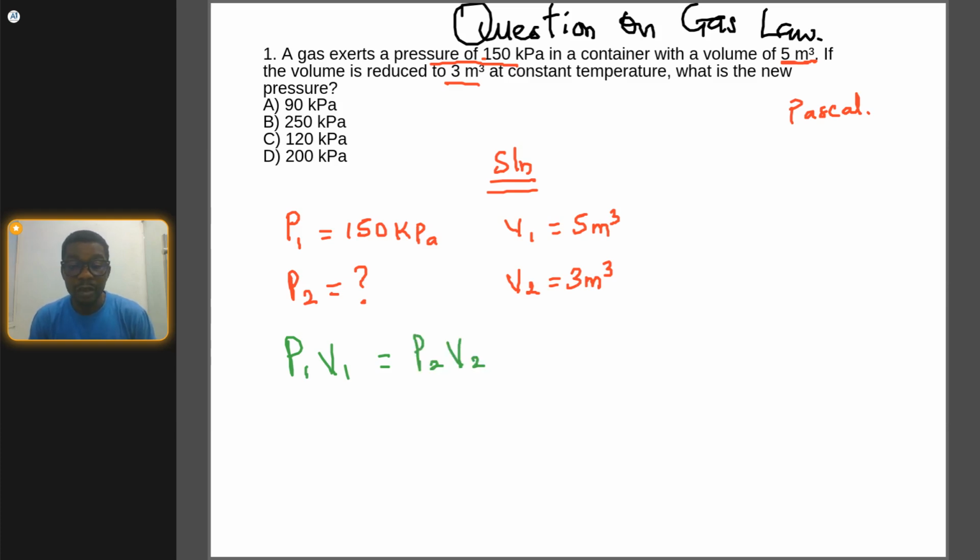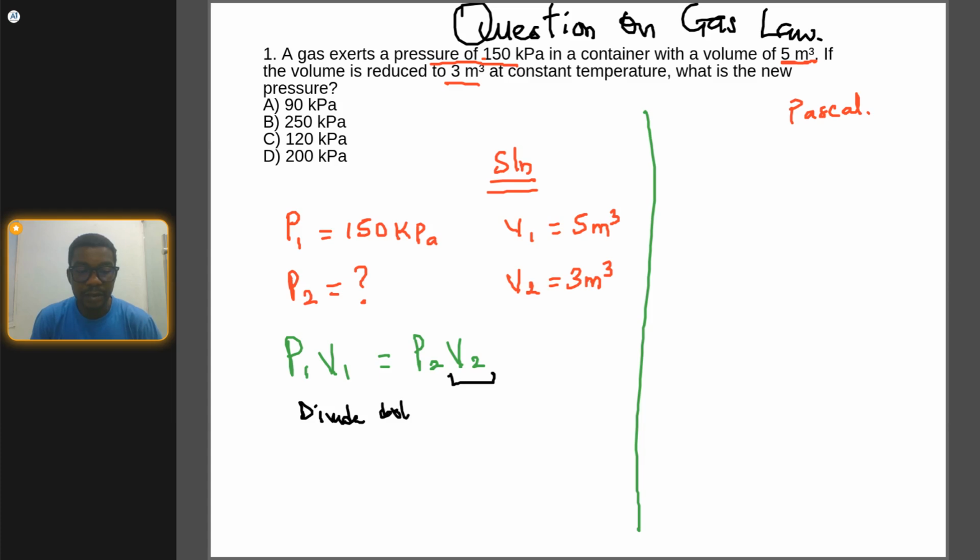Now, to make this solving very easy, you have to make what you are looking for, that is the missing parameter, which is P2, the subject of the formula. You apply your knowledge of mathematics to make P2 the subject of the formula. You have to divide by anything you have beside P2. Beside P2, I have V2. So I'm going to be dividing both sides by V2.